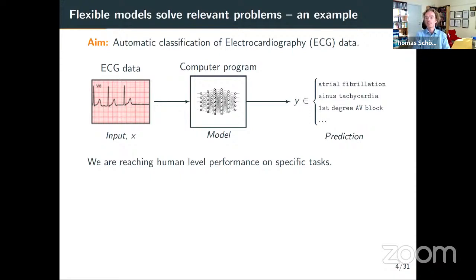ECG data. Measuring the ECG, the electrocardiogram, is measuring the electrical activity of the heart. And from that, medical doctors can see quite a lot in terms of potential problems like atrial fibrillation and tachycardia and so on and so forth. What we have looked at is to use a pretty standard deep learning model to automate this task.